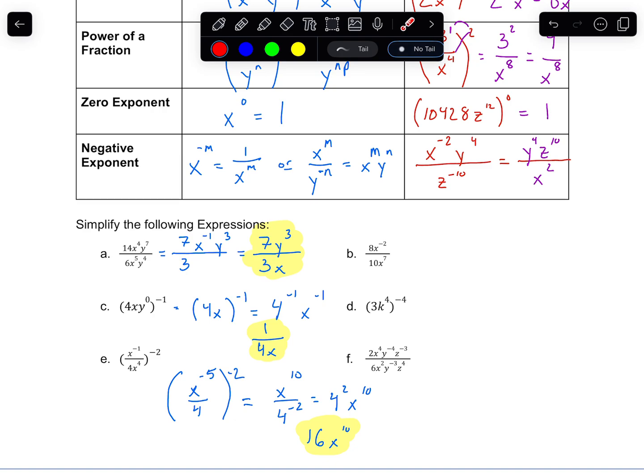So I want you all to do B, D, and F on your own, and you can check our notes key in Canvas to check your answers before we move on.